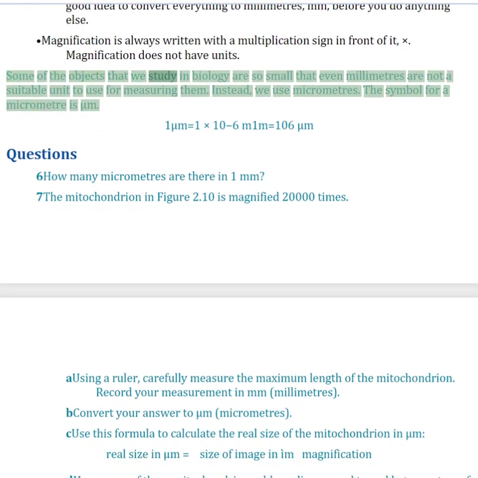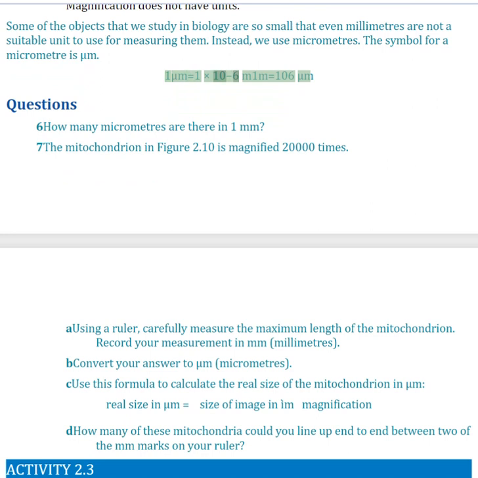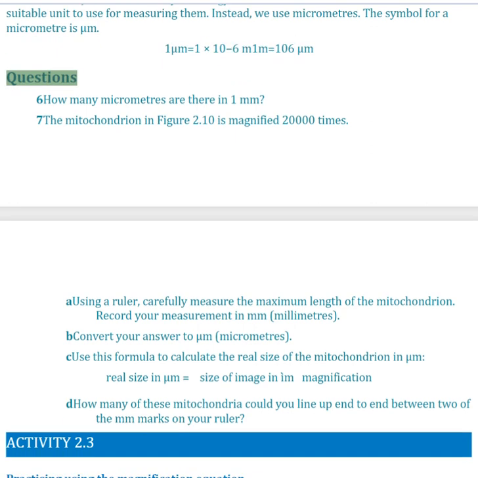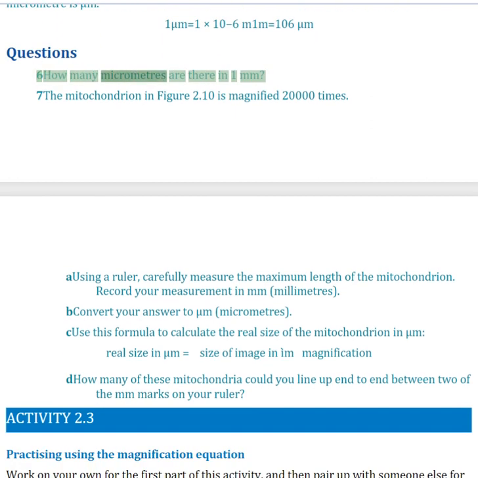Some of the objects that we study in biology are so small that even millimeters are not a suitable unit to use for measuring them. Instead, we use micrometers. The symbol for a micrometer is µm. 1 mm equals 10^3 µm. Questions. 6. How many micrometers are there in 1 millimeter?